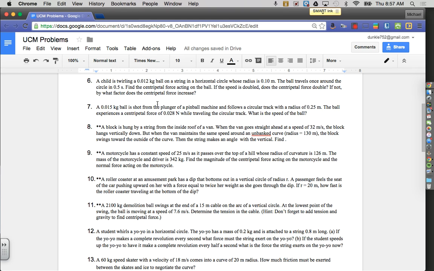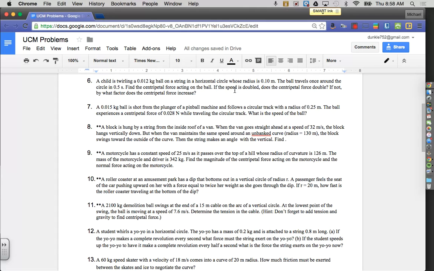Let's take a look at problems 6, 7, and 8 on the Uniform Circular Motion problem review sheet. Number 6, a child is twirling a 0.012 kilogram ball on a string in a horizontal circle whose radius is 0.1 meters. A horizontal circle is like you're swinging it over your head like a lasso. The ball travels once around the circle in half a second. We're going to find the centripetal force acting on the ball.